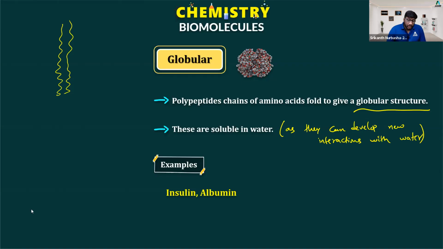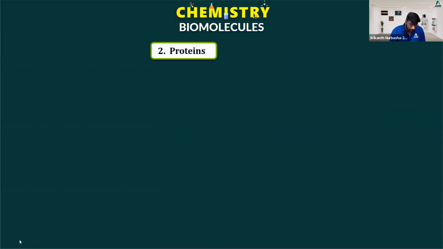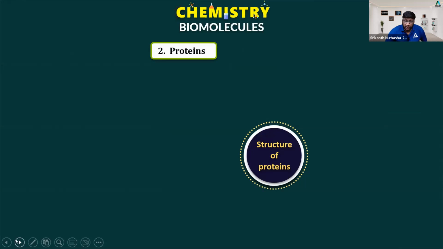So this was about the types of proteins and the different types of amino acids. Then we have to understand the structure of proteins as well. The structure of protein is studied under different levels: the primary structure, secondary structure, tertiary structure, and quaternary structure of protein. The primary structure gives the idea about the sequence in which the amino acids have been linked. So let us go with that.